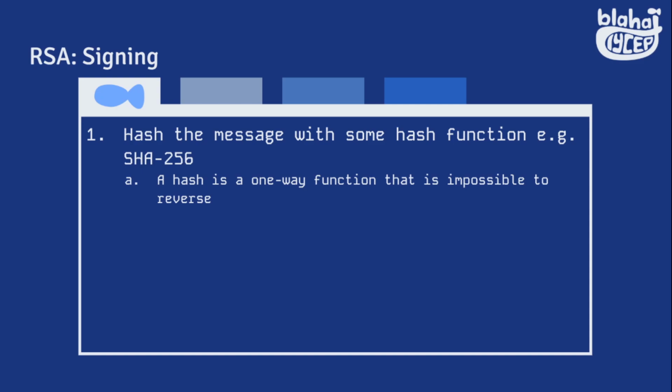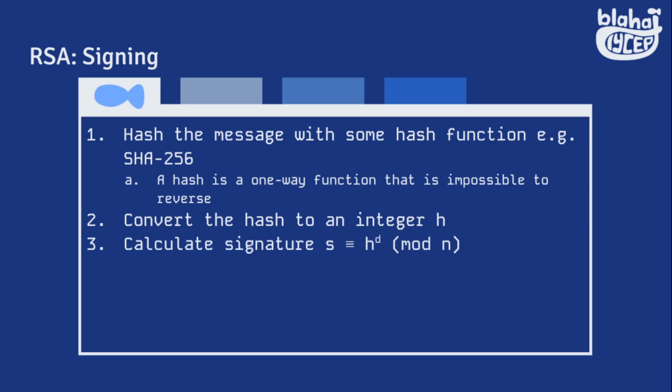A hash is a one-way function that is mathematically impossible to reverse. The reason that we want a hash is because we don't want any attacker to sign some weird message that produces some characteristics. For example, we don't want the attacker to be able to sign a very small message. Once we have hashed it, we convert it to an integer h. We can just use bytes to long again, so small h equals bytes to long of big H. Now we calculate our signature, which is S is congruent to h to the power of d modulo n.